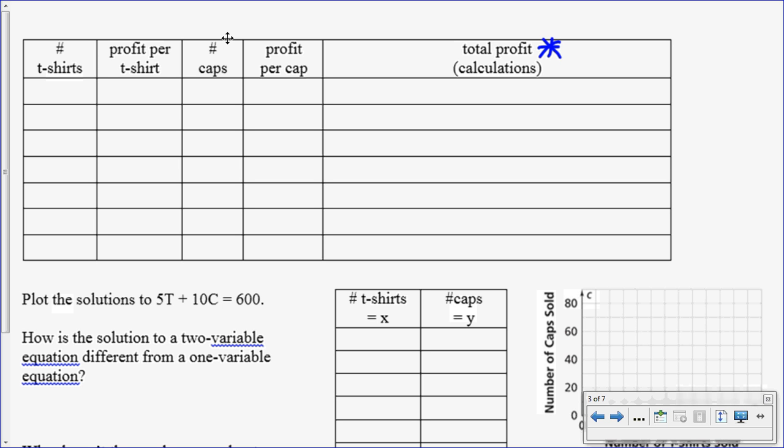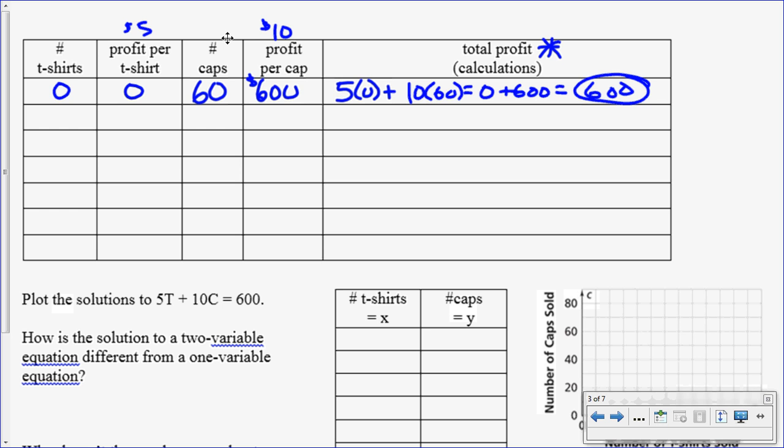So one of the more common ones that I get is 0 and 60. Okay, 0 and 60 is an intercept. So we know that the profit per T-shirt is $5. So 0 times 5 is 0, and remember, it's $10 per cap, $5 per T-shirt. So at $10 per cap, that's $600. If we plug this in, 5 times 0 plus 600 times 10. Actually, I probably got that written backwards. It's 10 times 60. This is 0 plus 600, which gives us $600. And that's the key we want to hit every single time.